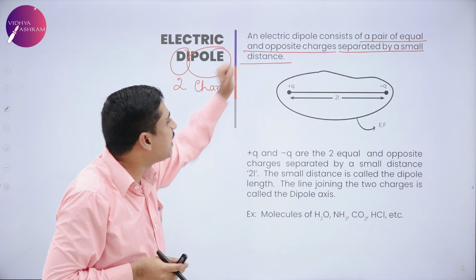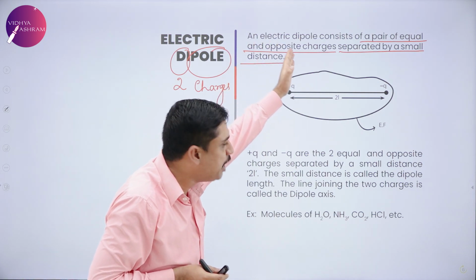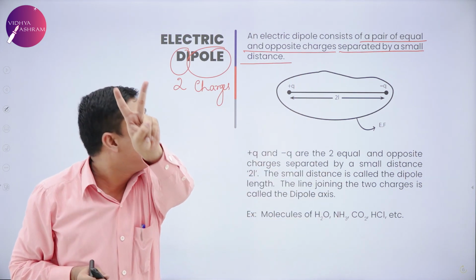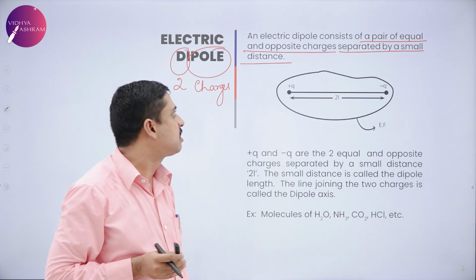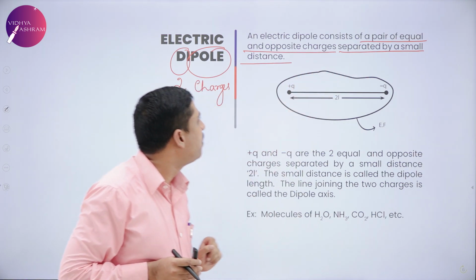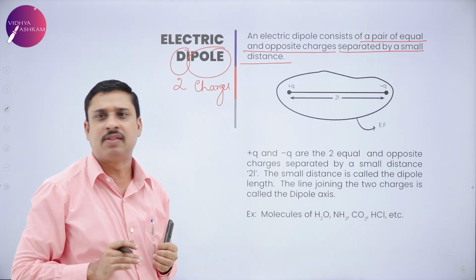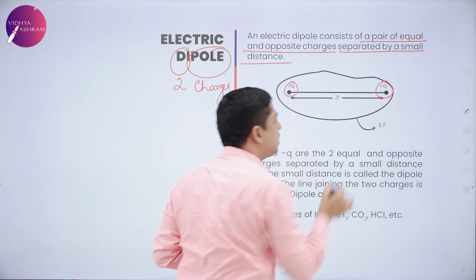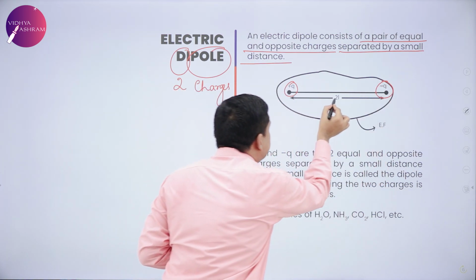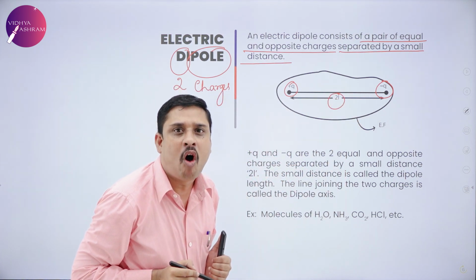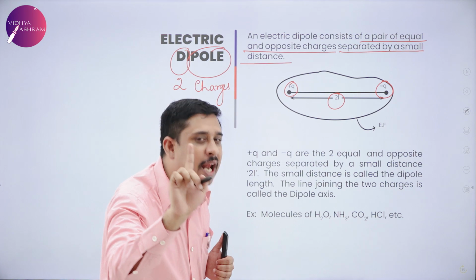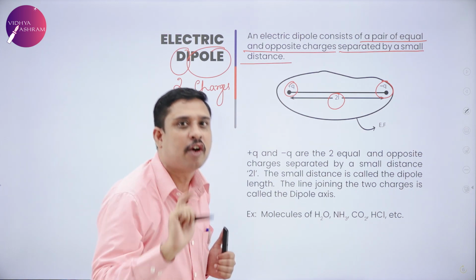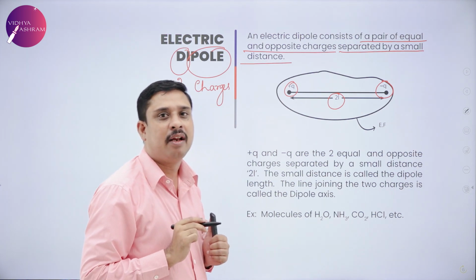So what is an electric dipole? An electric dipole should consist of two equal and opposite charges which have to be separated by a small distance. So I consider here one charge is plus q, the other charge is minus q. They are separated by a small distance 2L. Why 2L? When I do the derivation, I will tell you all. Just now remember, the distance of separation is 2L.